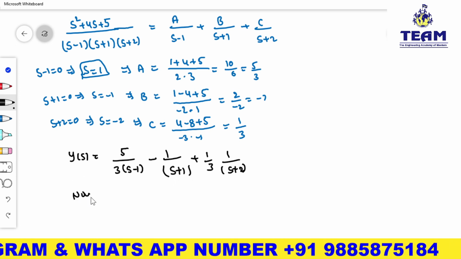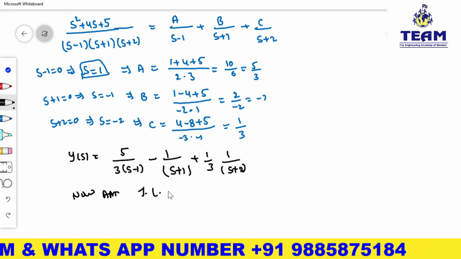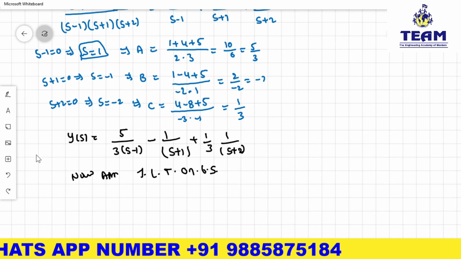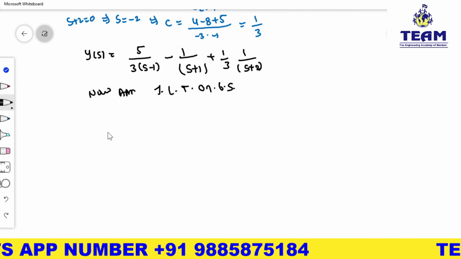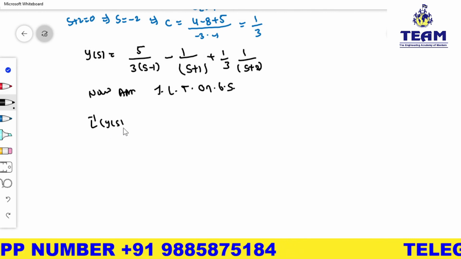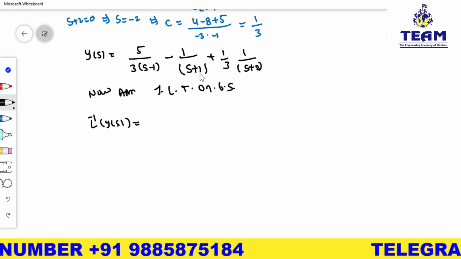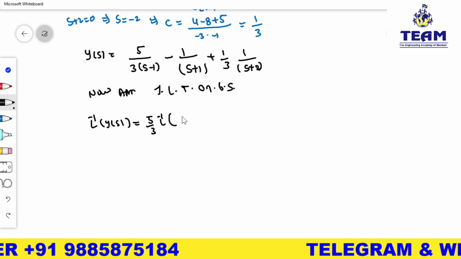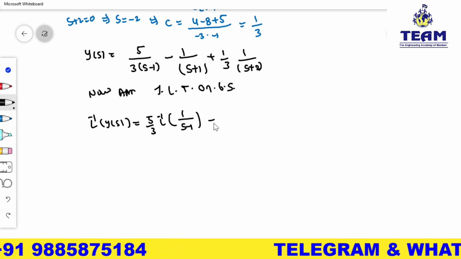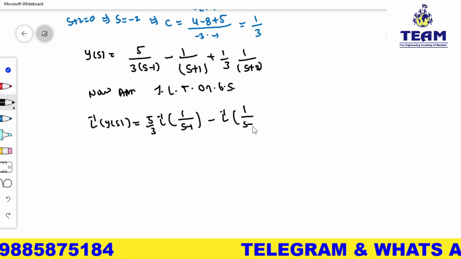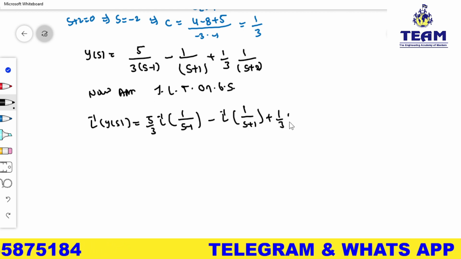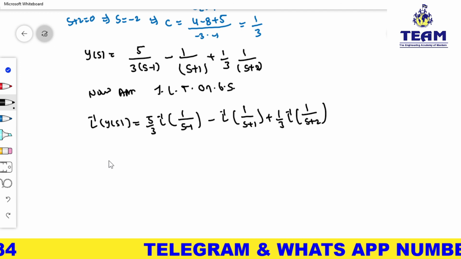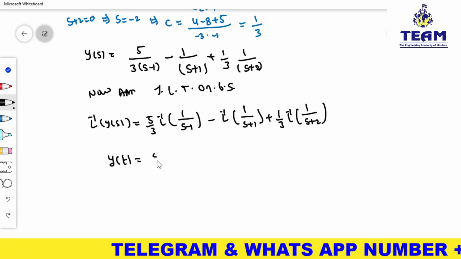Now applying inverse Laplace transform on both sides, then we will have L inverse of y of s is equal to, I can apply the linearity property. Then I will have 5 by 3 as left side. Then L inverse of 1 by s minus 1 minus L inverse of 1 by s plus 1 plus 1 by 3 times of L inverse of 1 by s plus 2. Okay, we know that L inverse of y of s is what? y of t is equal to 5 by 3.